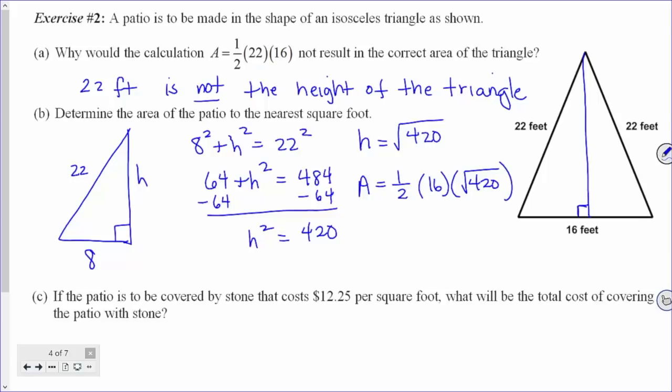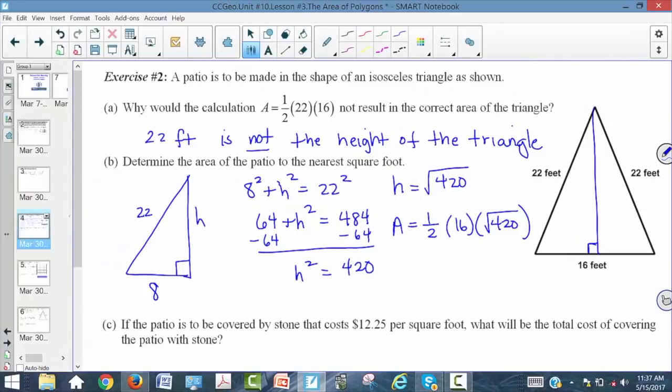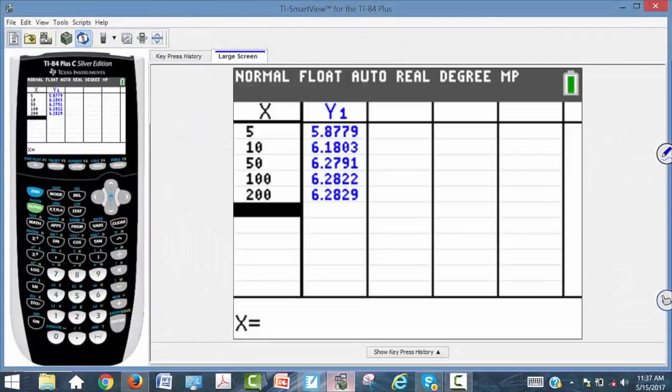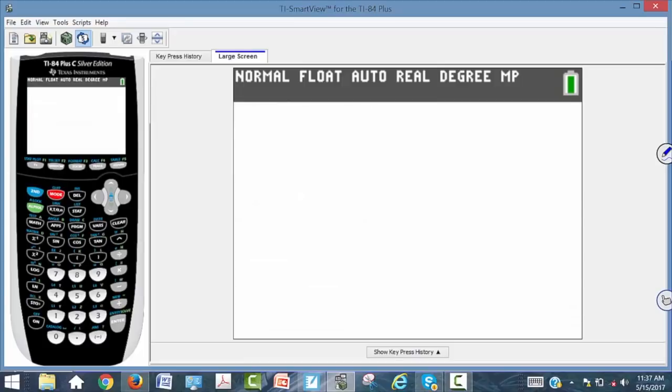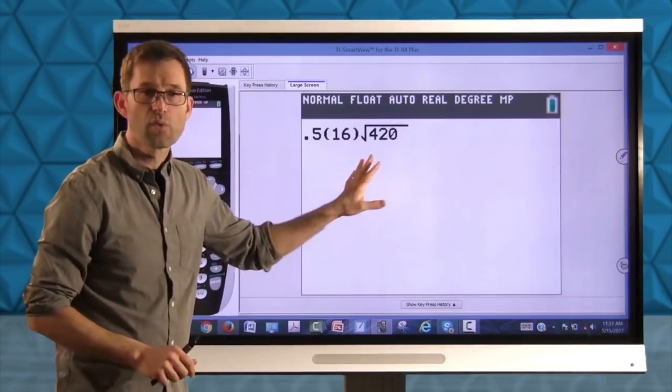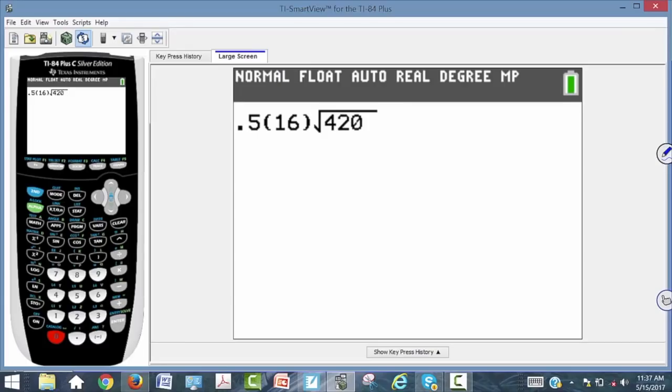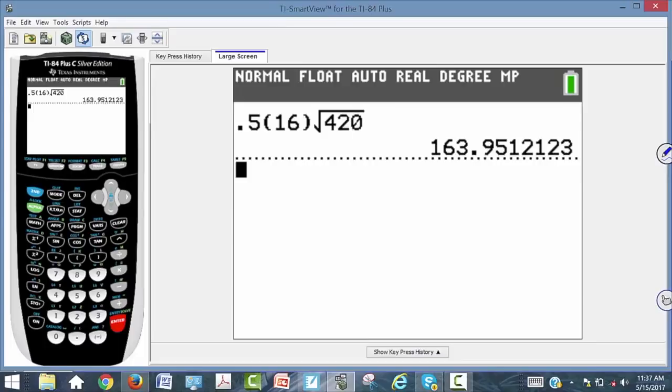And now I'm going to bring my calculator into it. Okay, 1/2 times 16 times the square root of 420. Somehow we ended up closing out our calculator here. Let's bring it back up. Let's clear this out, get out of this table that we were working in the last lesson. And let's do 0.5 times 16 times the square root of 420. Now again, if you'd like to evaluate the square root of 420, get this messy decimal, that's fine. Just don't use the rounded version, okay? Enter, and there's my area.